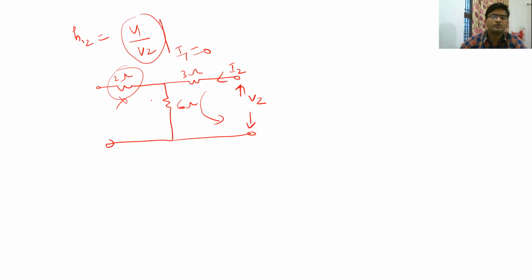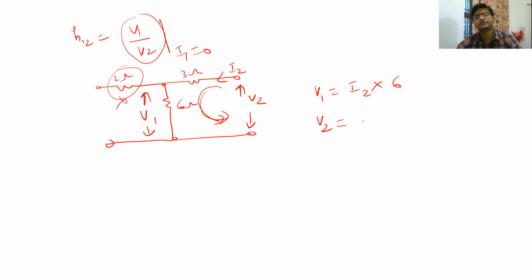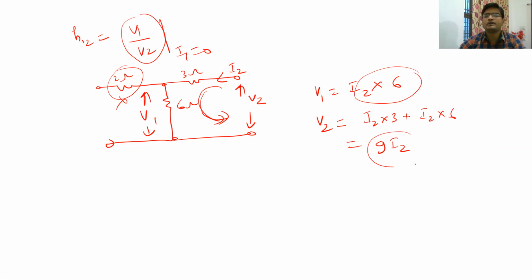So what is the value of V1? V1 will basically be the voltage between these two terminals. V1 is nothing but, since I2 current is going into only this branch, it will be I2 into 6 ohm. And what is the value of V2? Apply KVL in the output branch. So you will get V2 is I2 into 3 plus I2 into 6, which means 9 I2. So you have got the value of V1 and V2 in terms of I2.